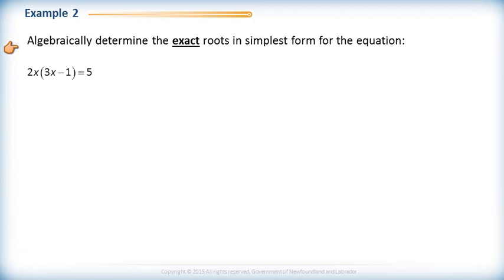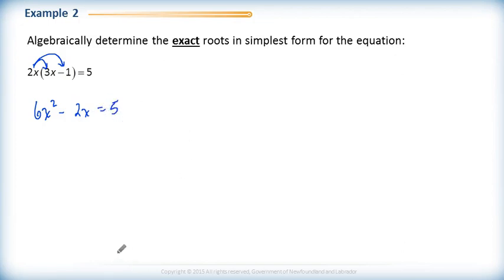The next one asks us to algebraically determine the exact roots in simplest form for this equation. Right away, I'll caution you against thinking that we can just make each factor equal to 0. We can only apply the zero product principle that we use when we factor if we're equal to 0 here. So we can't apply the principle because we're not equal to 0 here. We're going to have to do something else. Let's distribute that 2x into those two terms. So we've got 6x squared minus 2x equals 5.